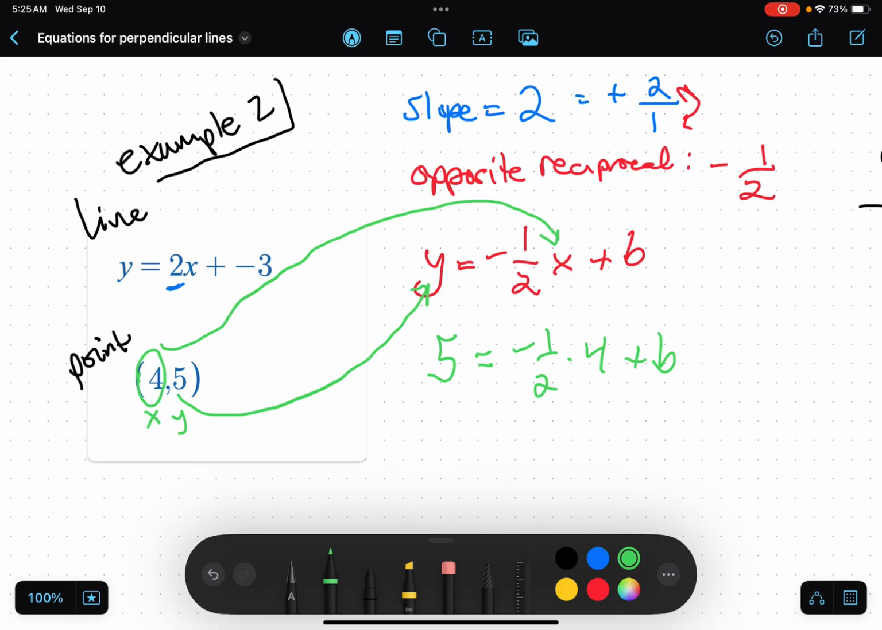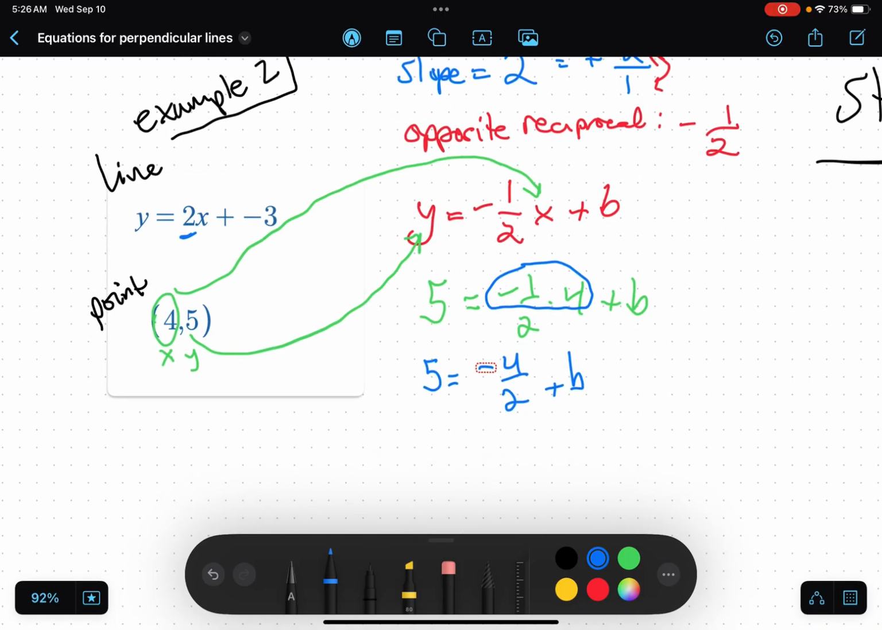Let's work this part out. So as always, when we're multiplying our fraction, I'm just going to do -1 times 4. So that's -4 over 2 plus b. So 5 equals -2 plus b. So I'll add 2 to both sides. And so b equals 7.